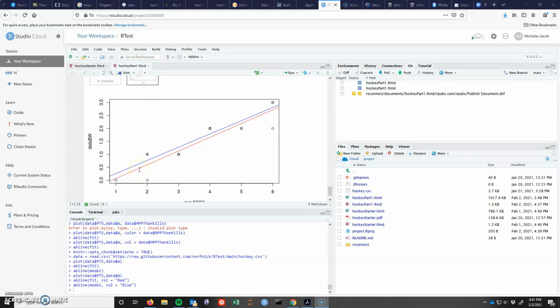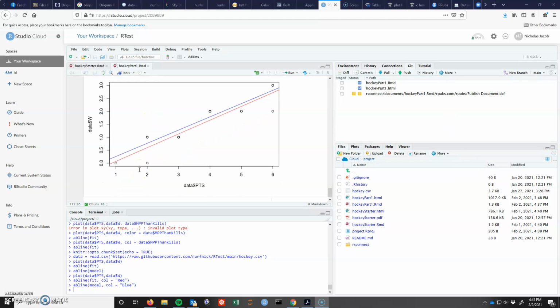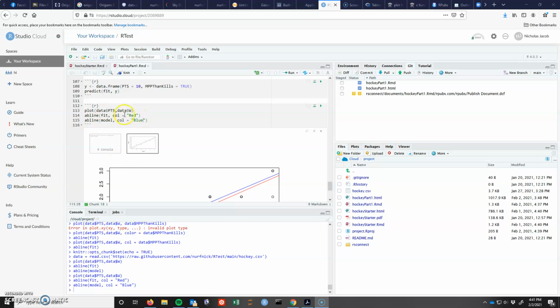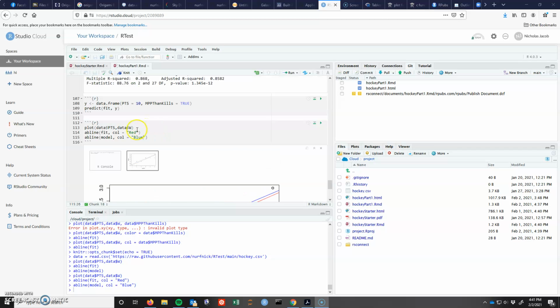This is the kind of thing that you should talk about in your paper, in your exposition. But you see here, I just did it with colors. COL equals red, COL equals blue. And it might be fun to color your plotting points, but it's totally not necessary.